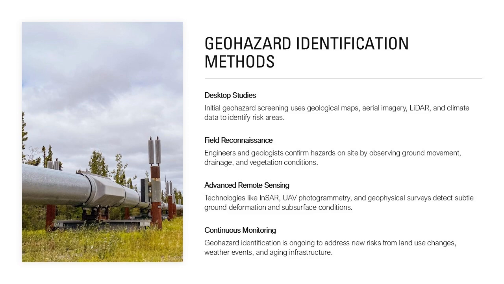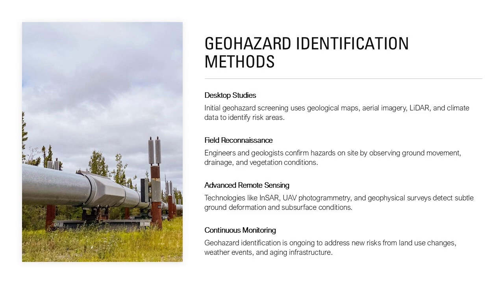Desktop studies are typically the starting point and include review of geological maps, topographic data, aerial imagery, LiDAR, historical incident records, and climate data. These studies help identify areas with known instability, steep slopes, active faults, or erosion-prone waterways. Field reconnaissance follows, allowing engineers and geologists to visually confirm desktop findings, observe signs of ground movement, and assess drainage and vegetation conditions. Advanced technologies play an increasingly important role in geohazard identification.